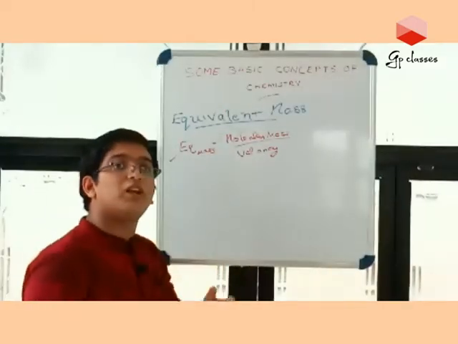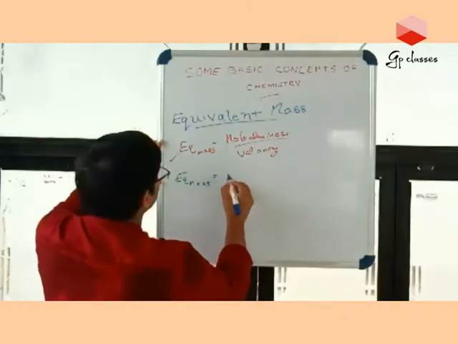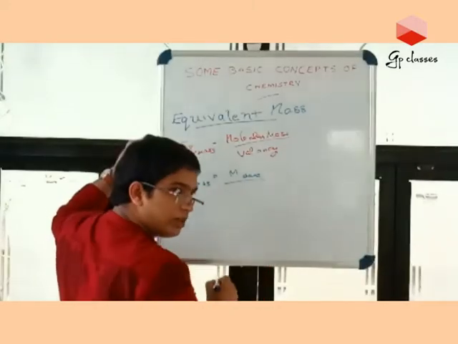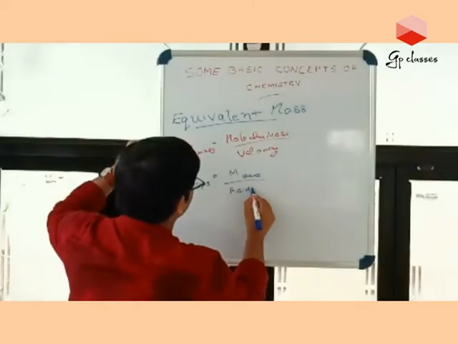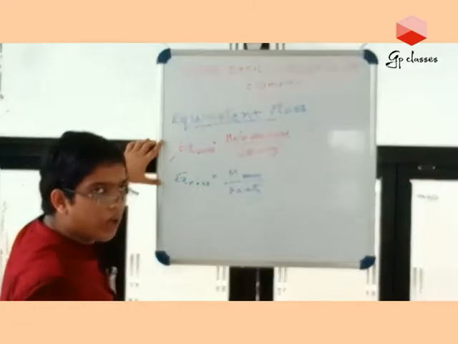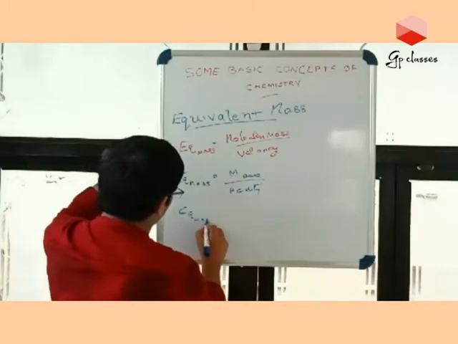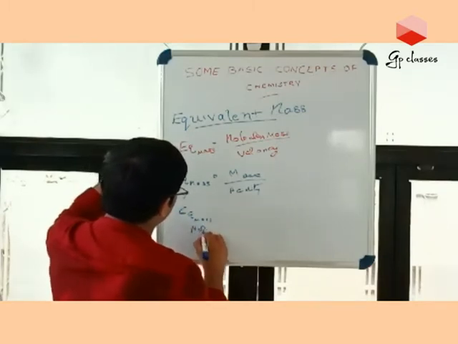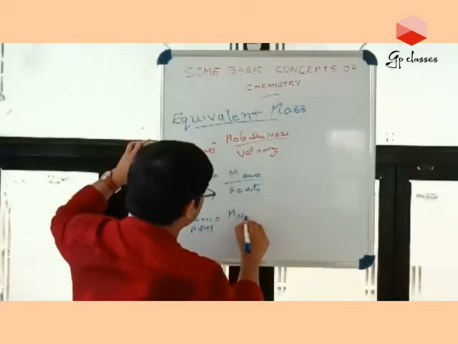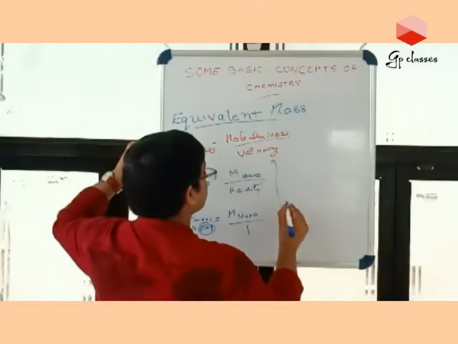So now what is the equivalent mass of a base? We can write equivalent mass of a base is equal to net mass of base divided by acidity, which is basically the number of ionizable OH- ions. Let's look. The equivalent mass of NaOH is equal to mass of NaOH divided by 1, because there is only one OH- in NaOH.